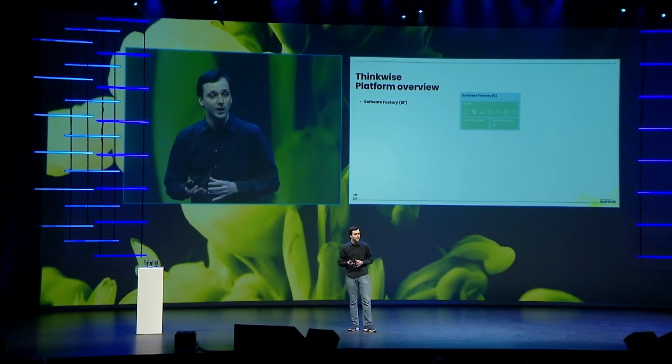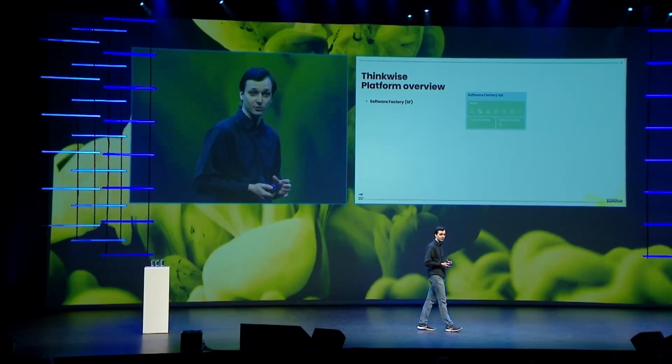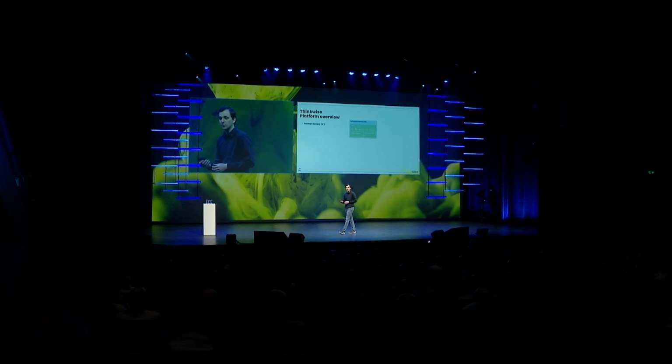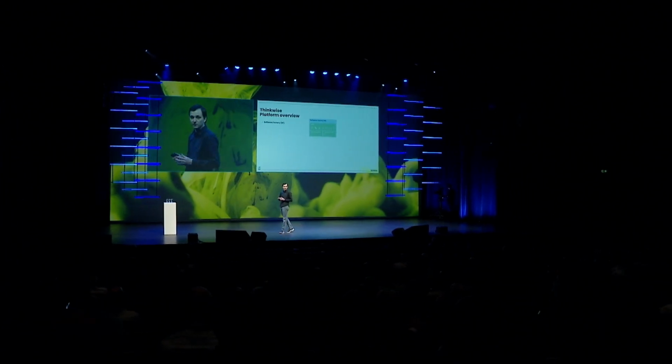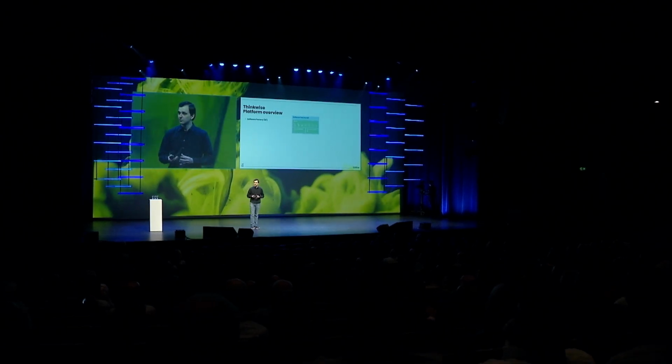The Thinkwise Platform consists of multiple components. And I'd like to start with the software factory. The software factory is the place where you build the blueprint of your application. The model, as we call it, in the software factory. The software factory model consists of tables, screens, columns, process flows. But also, you can create your own code templates. You can add to the functionality of the Thinkwise platform by utilizing SQL code.